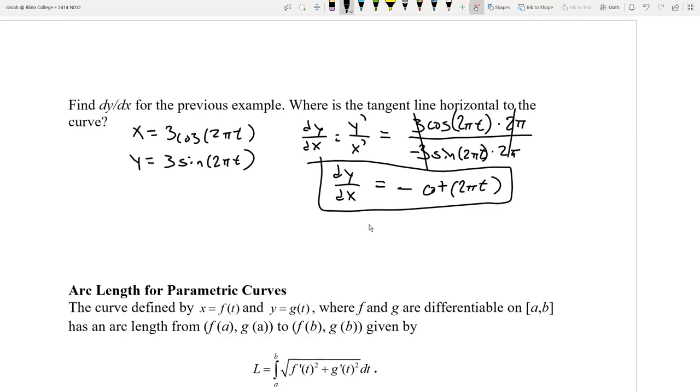Where is the tangent line horizontal to the curve? So all we have to do is set our derivative equal to 0. So we're looking for where the cotangent of 2 pi t is equal to 0. And so we know that means 2 pi t would be equal to all the angles where the cotangent is 0. Right, and that's going to be at pi halves, 3 pi halves, 5 pi halves, etc.